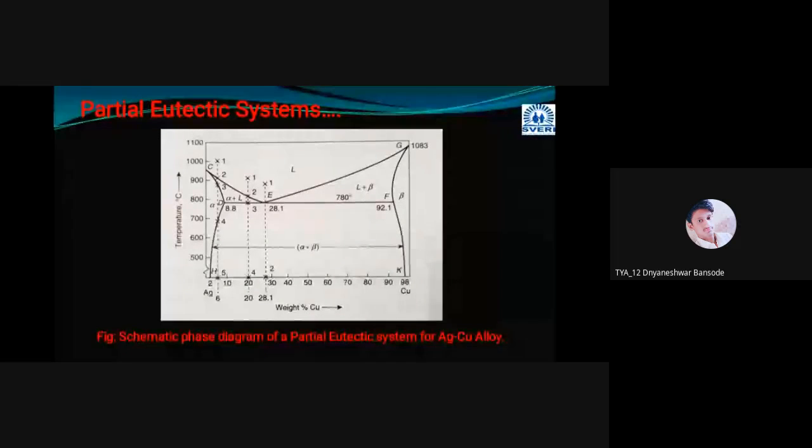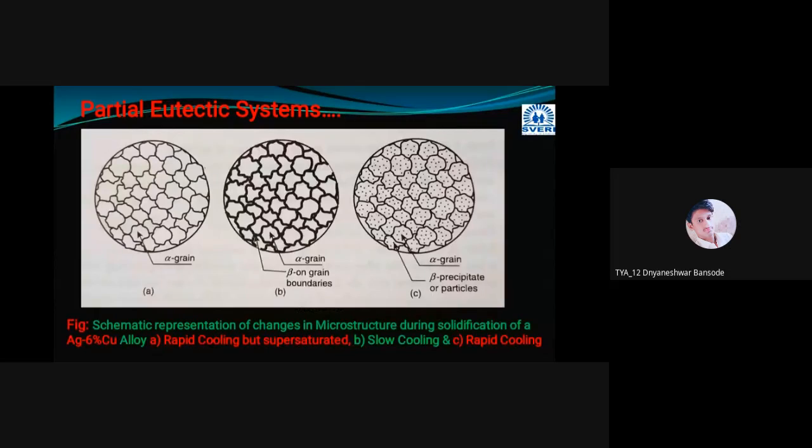Now when temperature falls below point 4, what will happen here? When temperature is decreasing, in this alpha solid solution some amount of element silver and element copper are there. Then from this, element copper will come out in the form of beta solid solution. Okay, and this beta solid solution will come out in two ways, depending on the cooling rate.